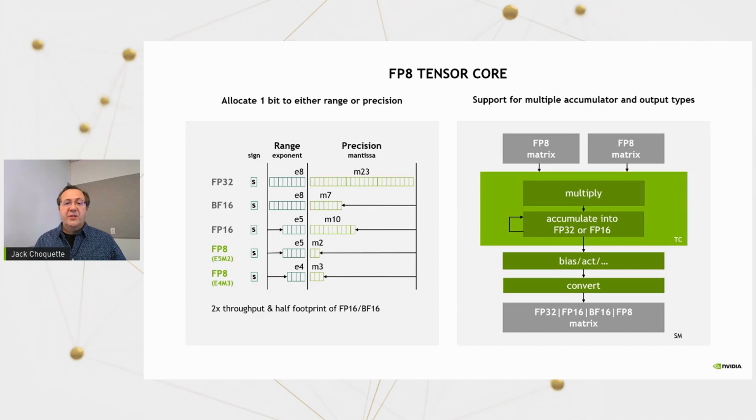On the right, we see how the Tensor Cores process FP8 data. The multiplication of FP8 data can be accumulated into either FP32 or FP16. Once the matrix multiply is done, various common neural network functions, like adding bias or applying an activation function, can be performed at a higher FP32 or FP16 precision. The final result is then converted to the desired output format before being stored back to memory.